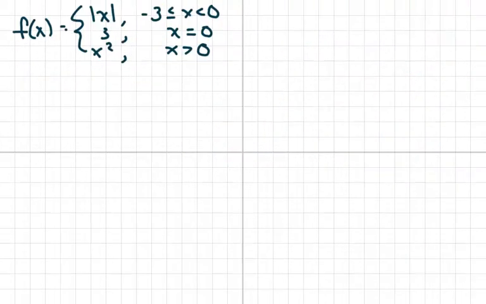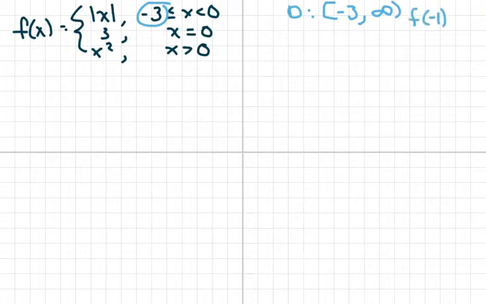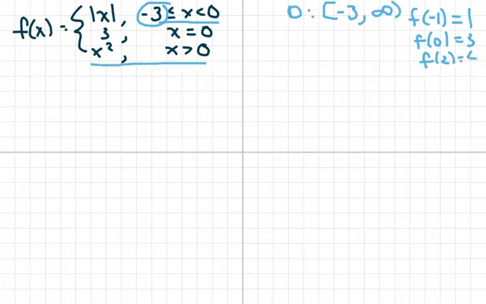Okay, the next one is here. My domain, I'm going from -3 to infinity. It can equal -3, going to infinity. And f of -1, I plug in -1 into this piece and I get 1. Absolute value of -1 is 1. F of 0 equals 3. And f of 2, I plug into this piece, and that equals 4.